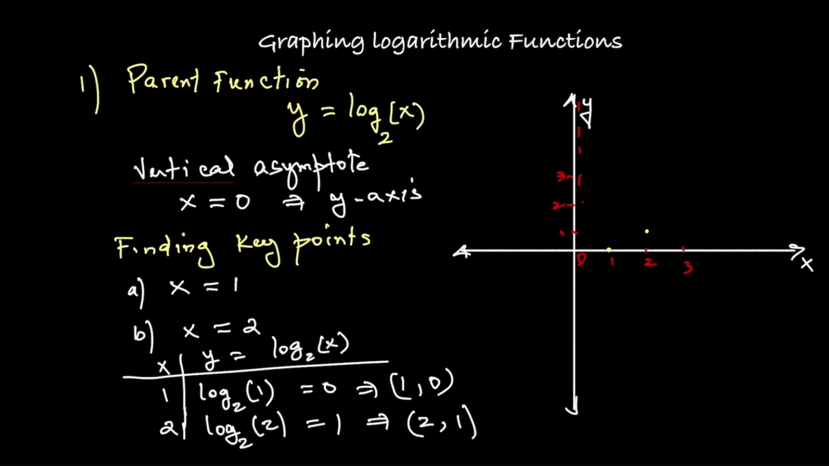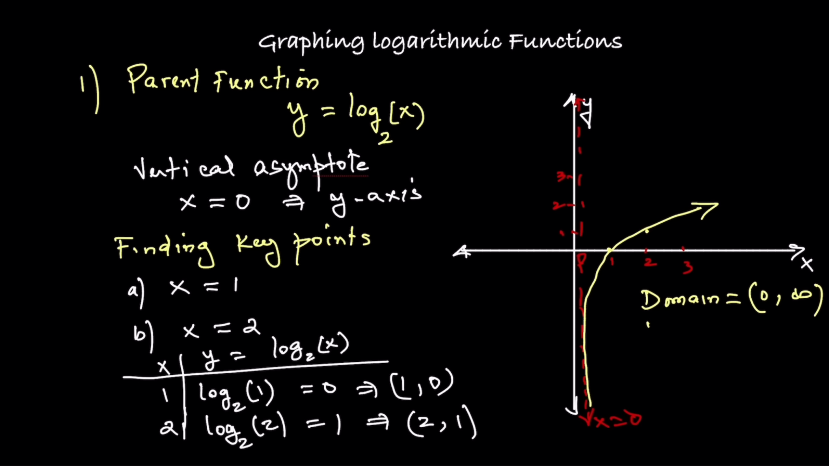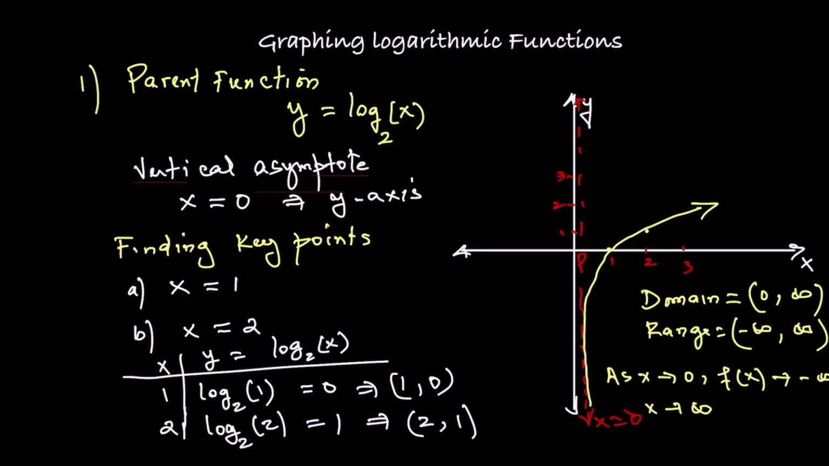Let's do the graph. First, draw the vertical asymptote x equals 0, which is the y-axis. Plot the 2 points. The graph starts in quadrant 4 and moves into quadrant 1. Now let's describe the overall behavior. The domain is (0, infinity). The range is negative infinity to infinity. As x approaches 0 from the right, f of x goes to negative infinity. As x approaches infinity, f of x goes to infinity.